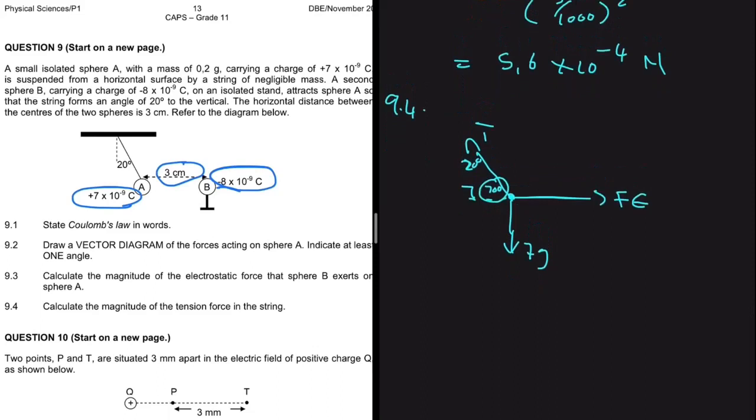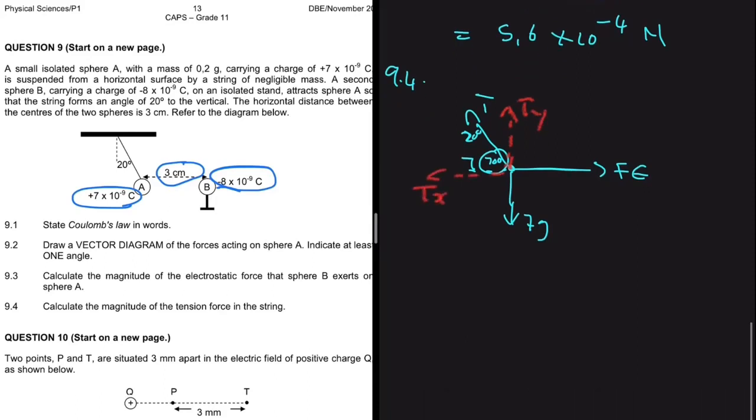Because the sphere A is not going up or down, the y component of the tension force should be balancing with Fg. But still, at the same time, the sphere A is not going to the left or to the right. So the x component of the tension force should be balancing with the electrostatic force. So if you equate these two, you should be able to get the tension force.